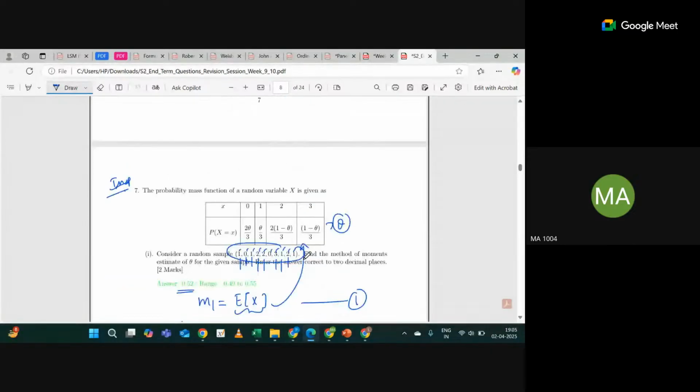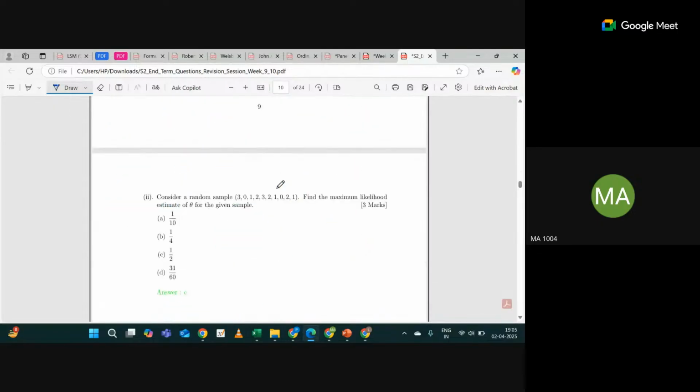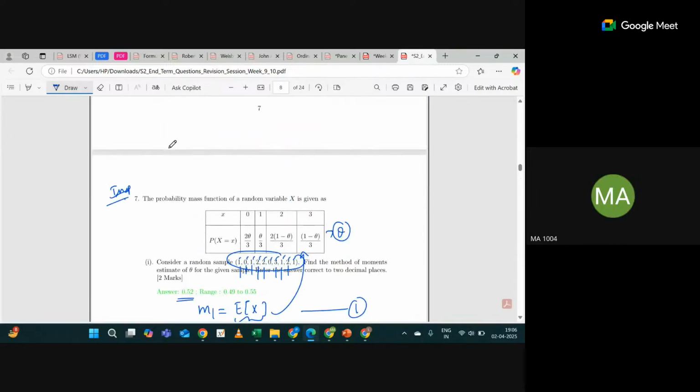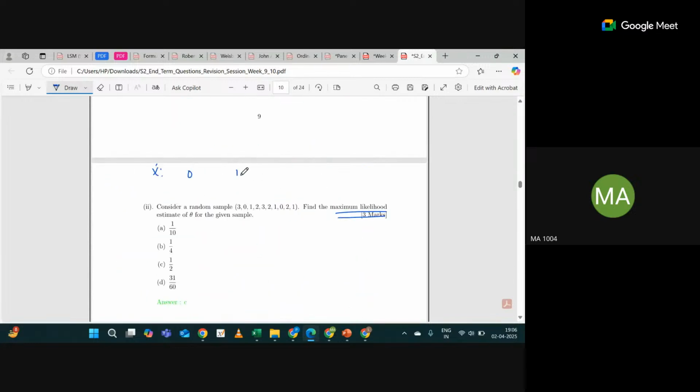Okay. This was about your standard distribution. Now, if you see this question, the PMF of a discrete random variable x is given to you, and you have been asked to find the maximum likelihood estimate for these samples. So let me first write the distribution, because this is not about any standard distribution. What is the PMF? x is taking values 0, 1, 2, 3, with respective probabilities 2 theta by 3, theta by 3, 2 times 1 minus theta by 3, and 1 minus theta by 3.